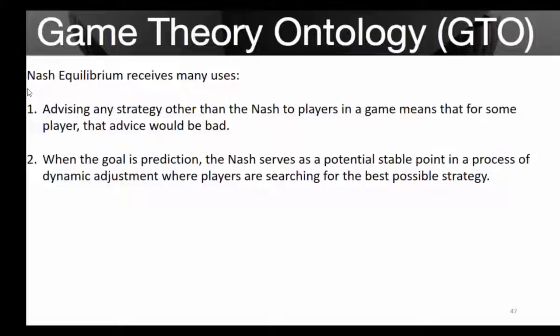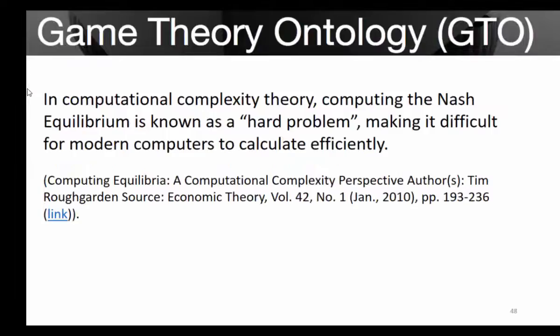The Nash serves as a stable point in a process of dynamic adjusting, where they're adjusting back and forth what their choices should be, and where players are searching for the best possible strategies. So if we're trying to predict what's going to happen in the long run, we need to look at features like this. On the other hand, the Nash is really hard to compute. When you have lots of variables, it becomes a computationally difficult problem, and it's hard for computers to calculate efficiently.